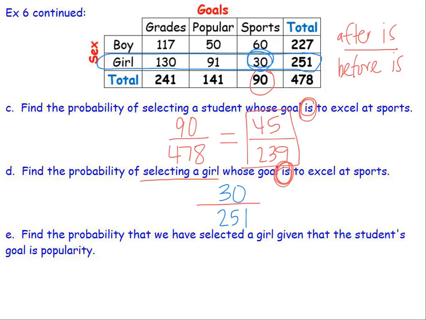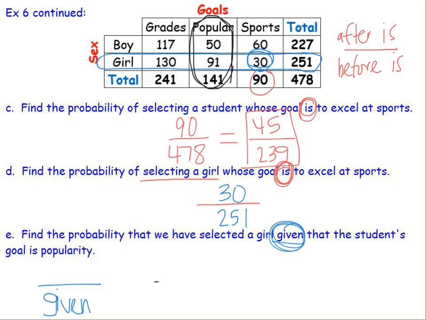So now we're going to look again. Find the probability that we have selected a girl, new word, given. Okay, so we don't have an "is" this time. We are being given something. When you have the word given, the given is always on the bottom. So we are being given that the student's goal is popularity. So this time, we are only focused on the popular students because that's what we were given. That's the prior knowledge, so to speak.